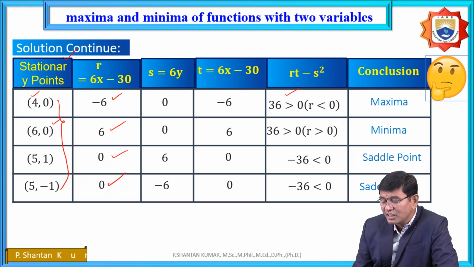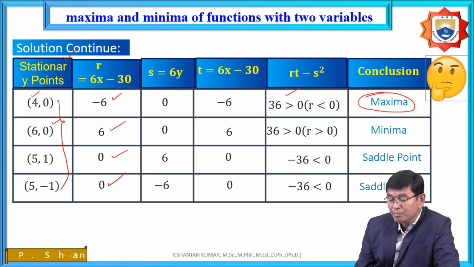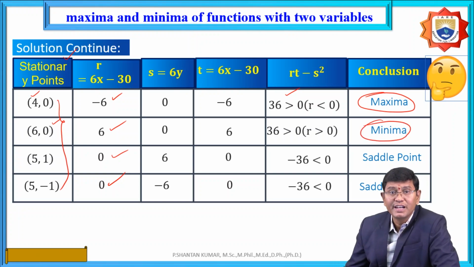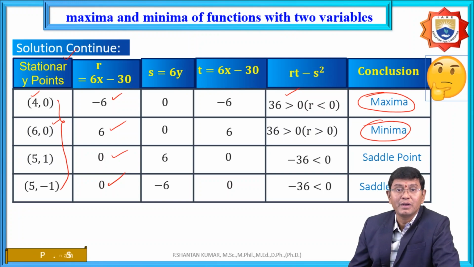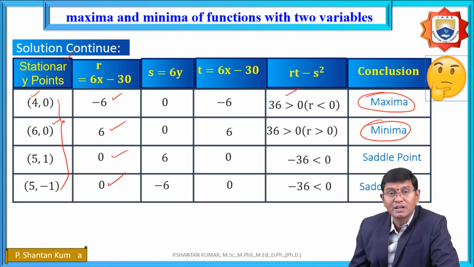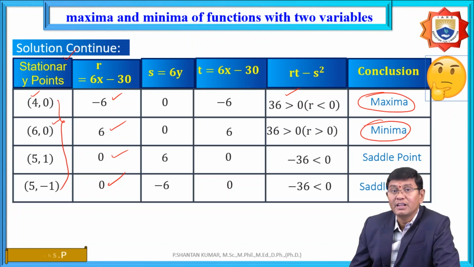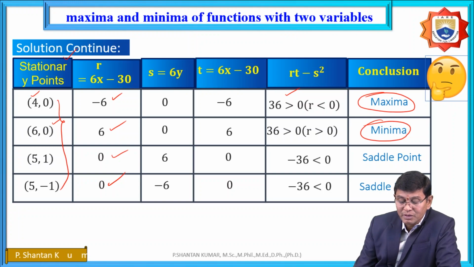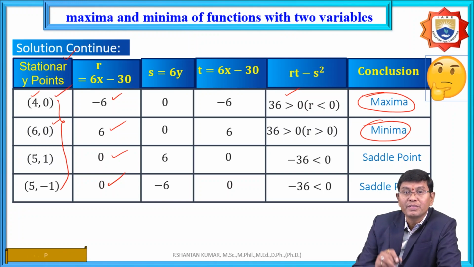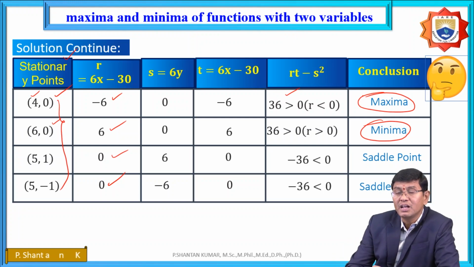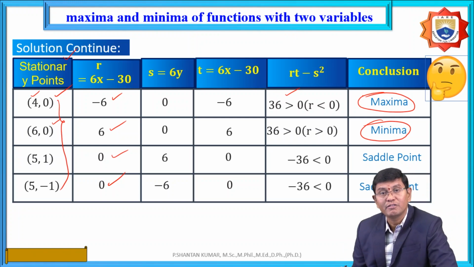That means based upon this, at one point the function has a maxima, but at another point the function has a minima. But we are required to find the maxima or minima of the given function. Therefore, based upon that working rule, we need to find the maximum value or minimum value. What we obtained is a maxima at the point 4 comma 0.